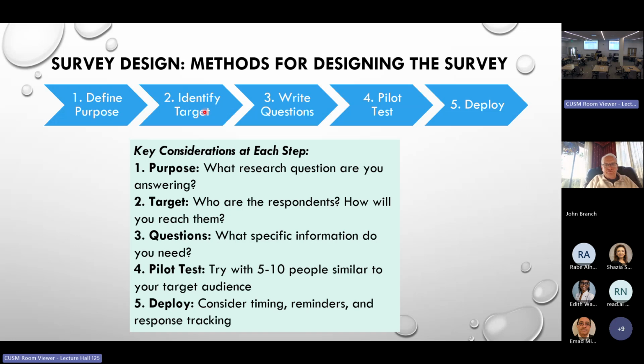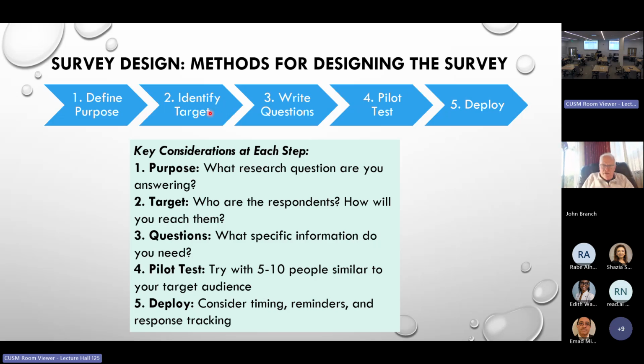Oftentimes, we have a study population or a community from which we'd like to solicit answers to those survey questions. We want to identify that target simply because there are possibly populations we're interested in, populations whose perceptions we haven't documented before, and it would be very worthy to interact with that population or community to help document their responses to some of these qualitative survey questions.